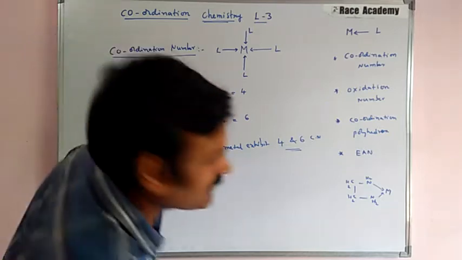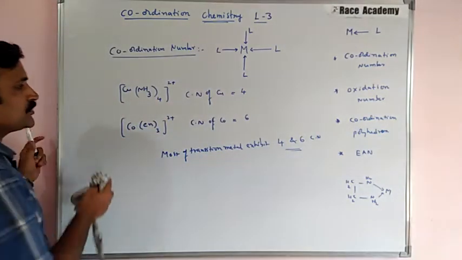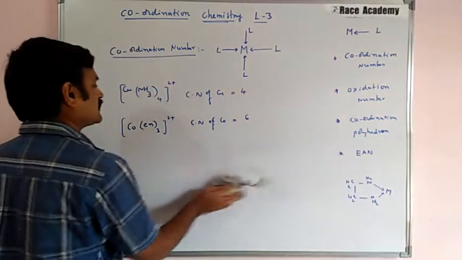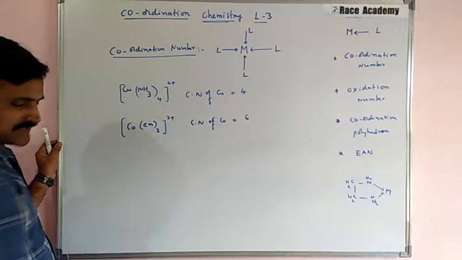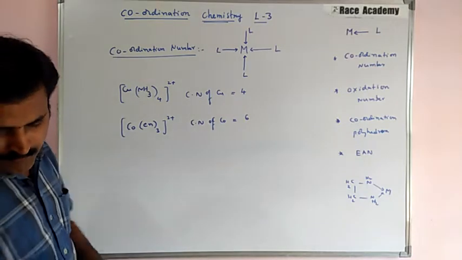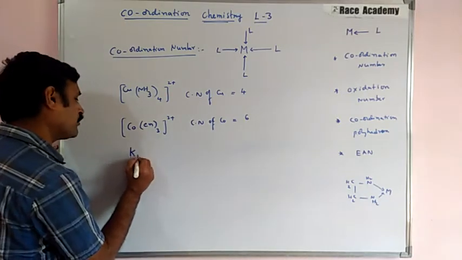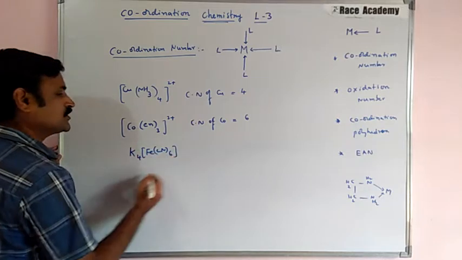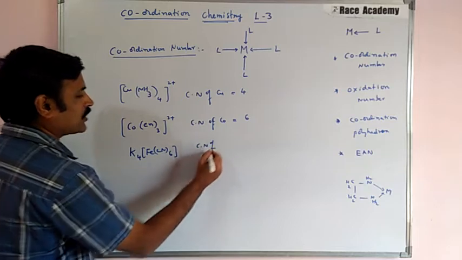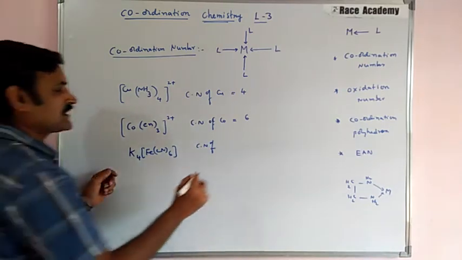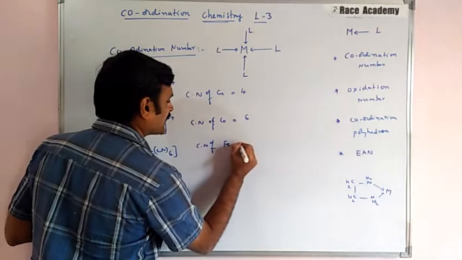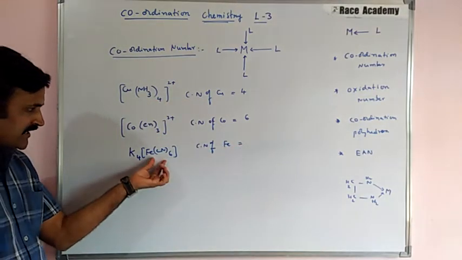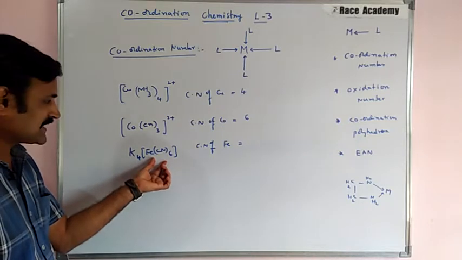Now we will see some different examples of the coordination number of complex ions. For example, if you are given the complex compound K4[Fe(CN)6], what is the coordination number of the central metal, iron? We should be very careful in observing how many ligands are present around the central metal.